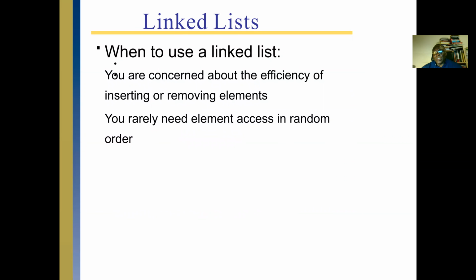So when to use the linked list? If we are more concerned about the efficiency of removing and inserting an element anywhere in the list, then a linked list is a very good way. And we rarely need element access in random order. If it's random order, then I would say array is better, because in an array we just have to refer to the index.